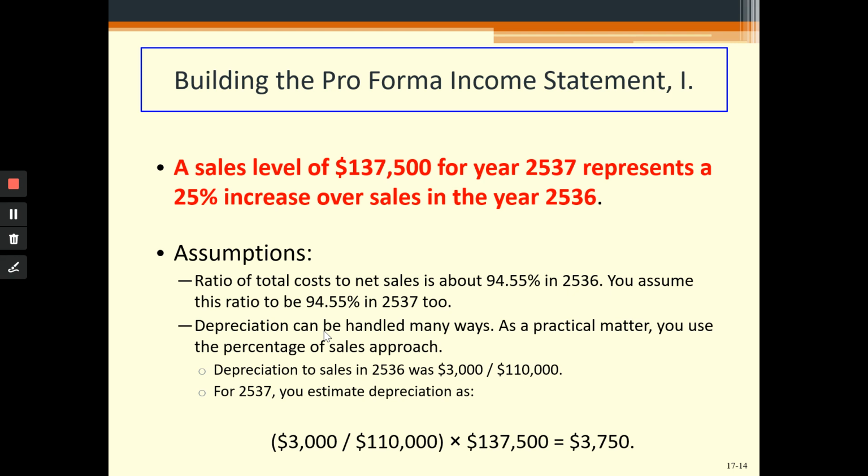If we have 2.73%, then we multiply this with the forecasted sales level, which is 137,500, and we get 3,750. That will be our depreciation for the next year, which is the 2537 year.